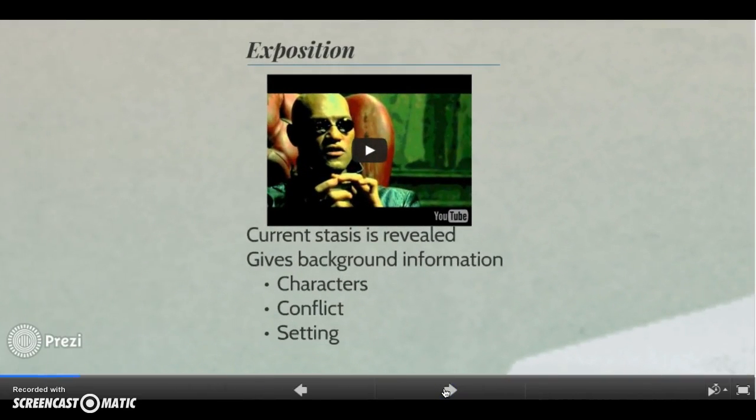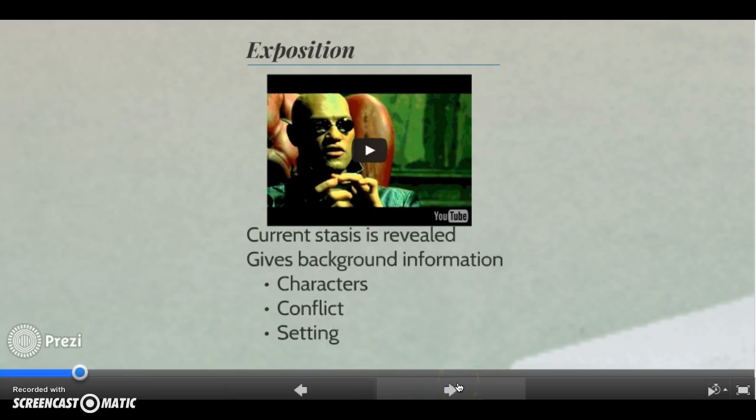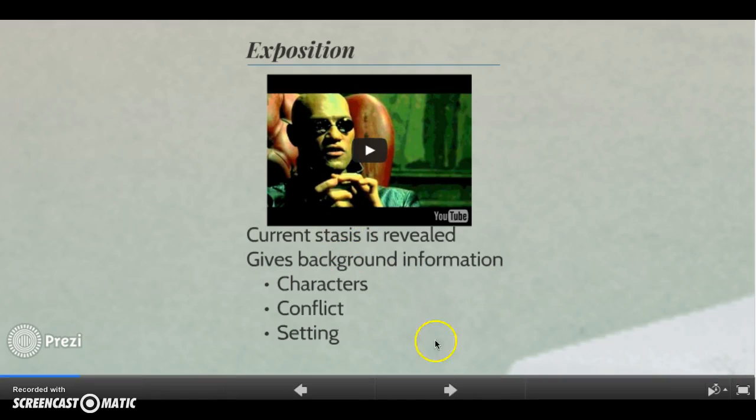Exposition reveals the current stasis of the play. Now, a stasis is basically the status of everyone and everything at the beginning of the play. So that is revealed, and it gives background information on the characters and the conflict and the setting so that we know who the people are and what they're dealing with. That is exposition, where the current stasis is revealed.